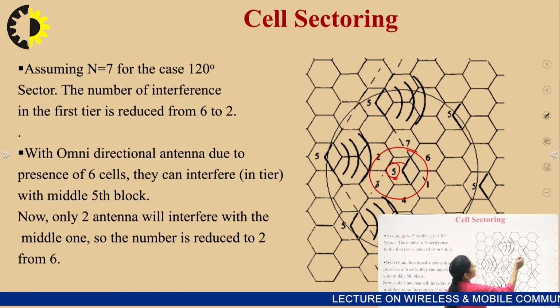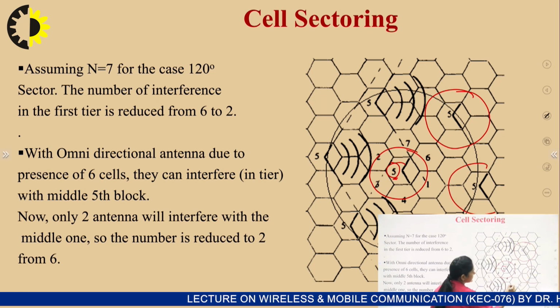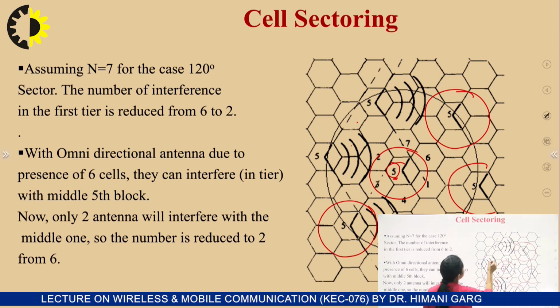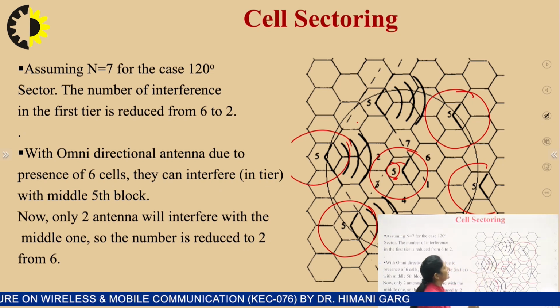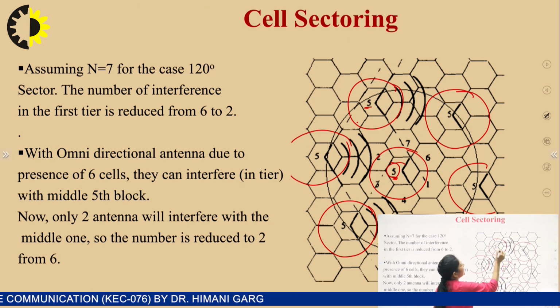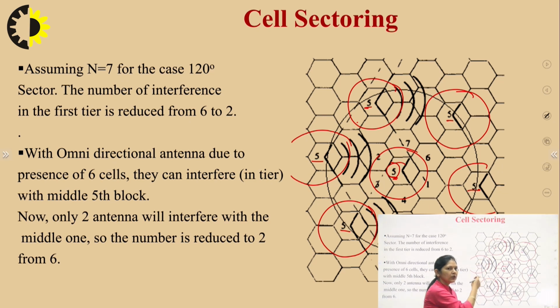Now, there are other clusters here, and here, and here. 5 is written here, 5 here, 5, 5, 5. That means all these cells are using the same set of channels. These are also called co-channels.